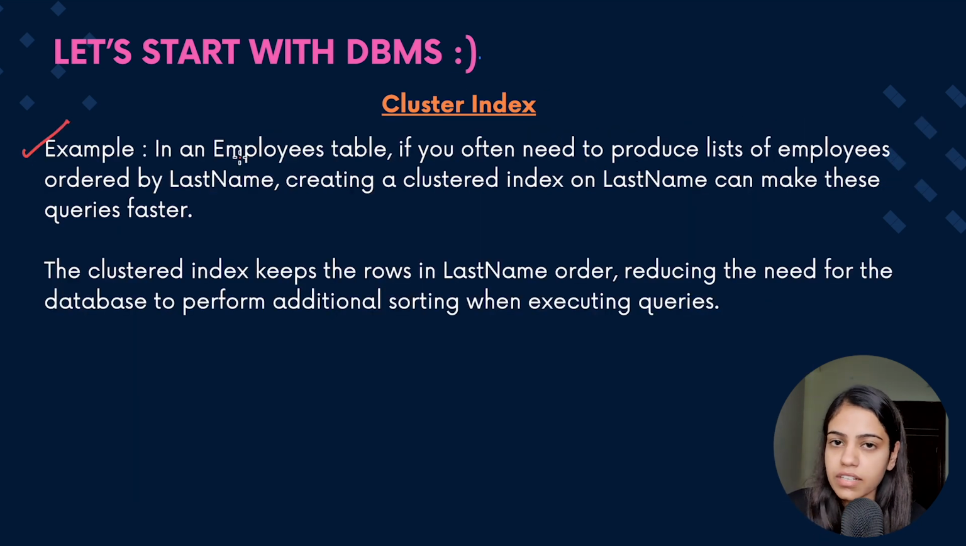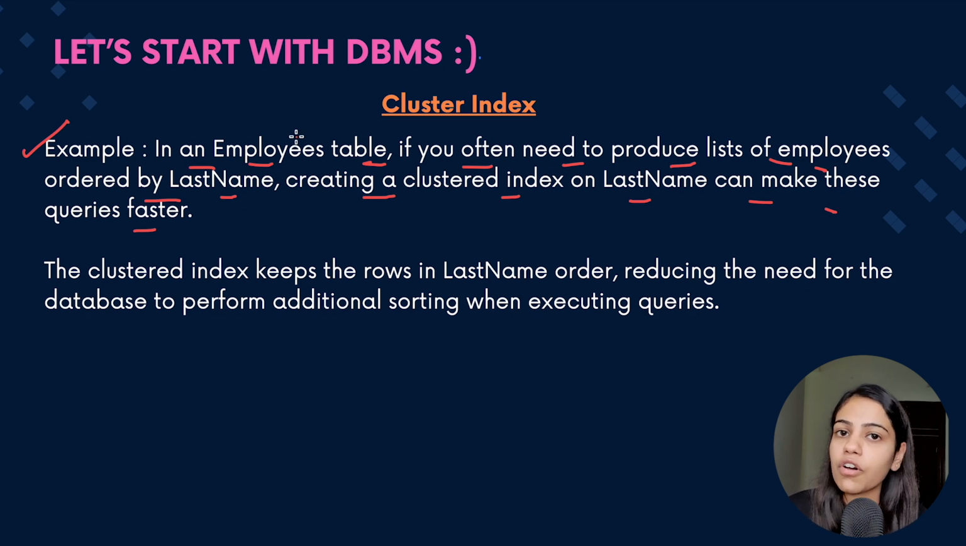So let's understand from an example for a cluster index. So consider that there is an employee table. If you need to produce a list of employees ordered by last name, creating a clustered index on last name can make the queries faster. So whenever there is a non-key attribute, there would be some duplication, and whenever we want to perform any group by operation or order by operation based on a non-key attribute, we can use this cluster index because it can make the queries run faster.